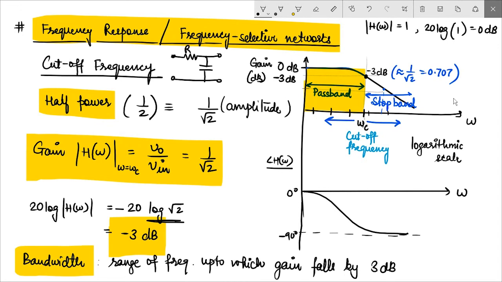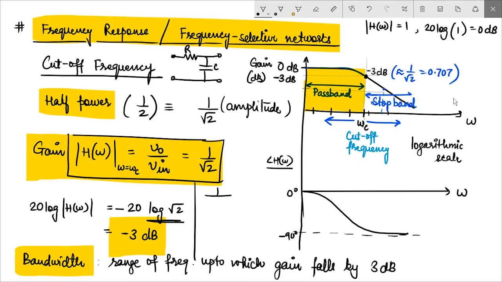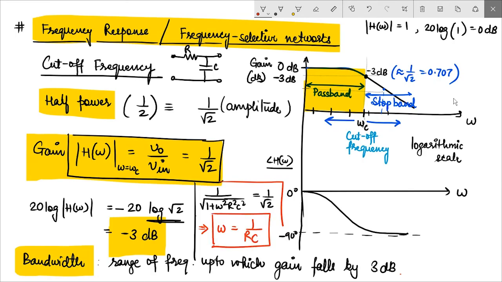All we need to do is plug in H(omega) equal to 1 by root 2. H(omega) for this particular circuit was found to be 1 upon root of 1 plus omega square R square C square. This is equal to 1 upon root 2. So when we solve this, we'll find that omega equals 1 upon RC. So the cutoff frequency omega c, where gain is equal to 1 by root 2, can be calculated as 1 upon RC.